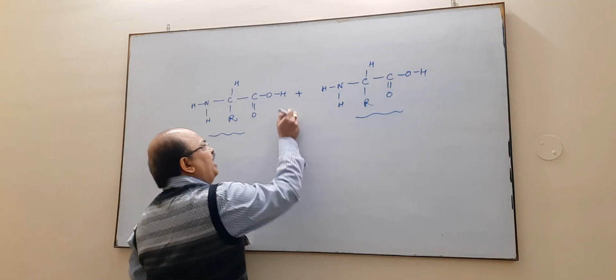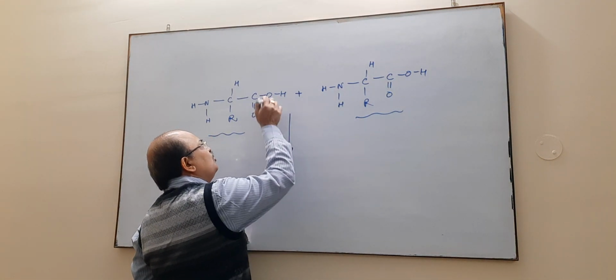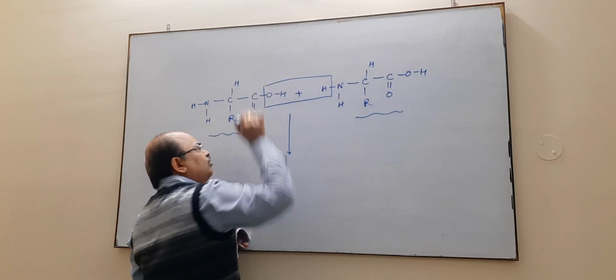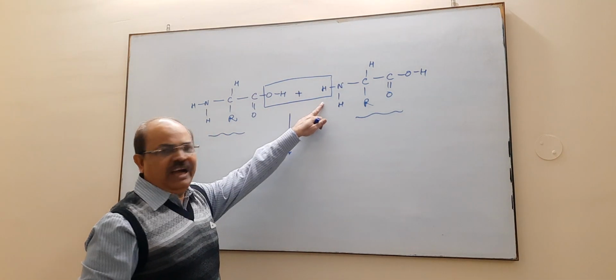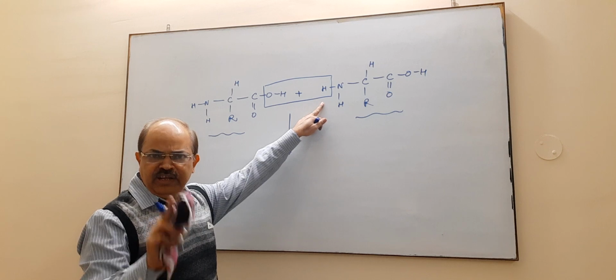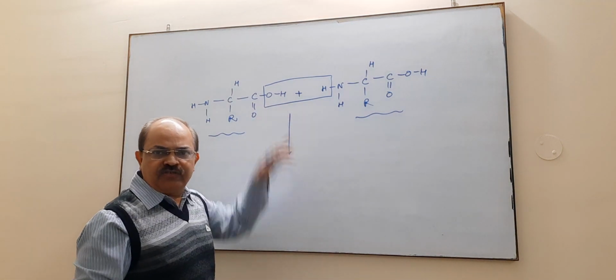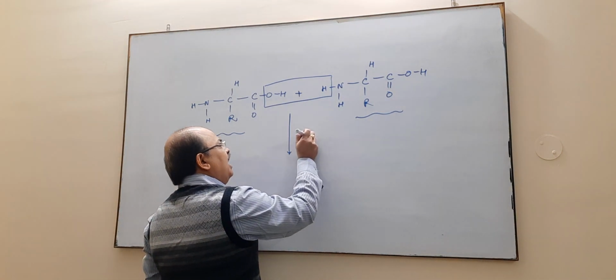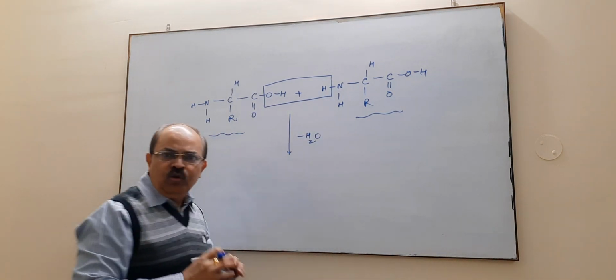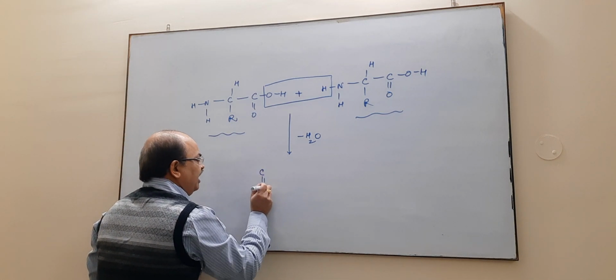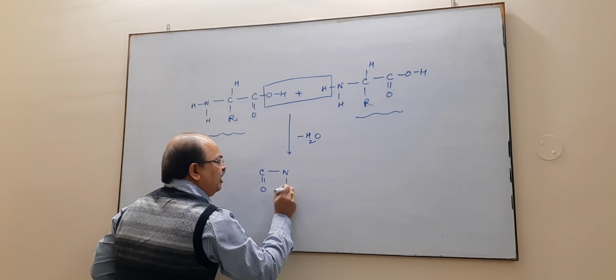Now what will happen? This COOH and this NH2, तो इस NH2 ग्रुप का हाइड्रोजन और ये कार्बोक्सिल ग्रुप से OH दोनों मिलाकर के आप देखिए वाटर निकलेगा। और जब ये वाटर निकलेगा तो आप कह सकते हो कि यहां बन गया CO and here is NH.